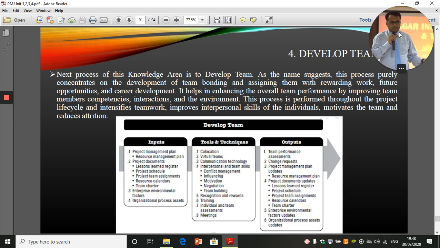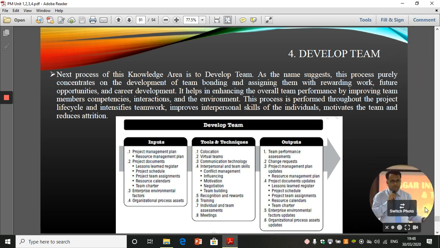Now, develop team. So this is the next one. The next process of this knowledge area is develop team. As the name suggests, this process purely concentrates on the development of team bonding and assisting them with rewarding work, future opportunities, and career development. It helps in enhancing the overall team performance by improving team member competencies, interactions, and environment.